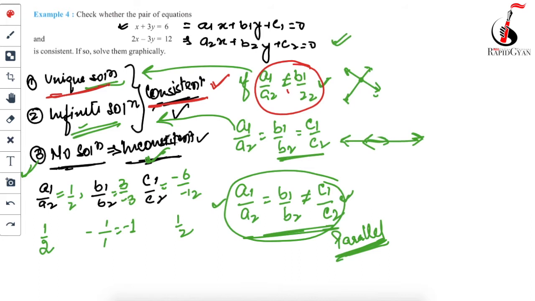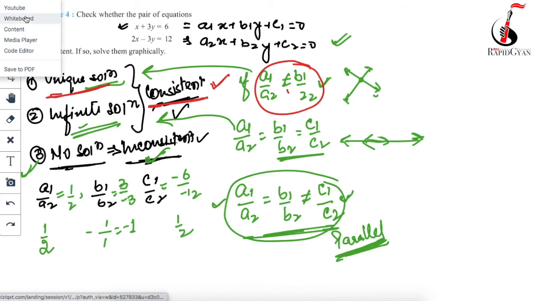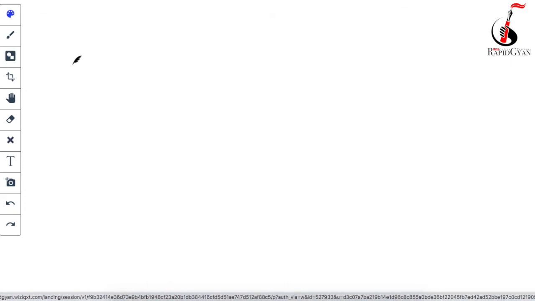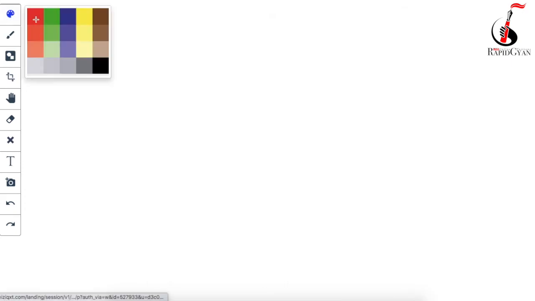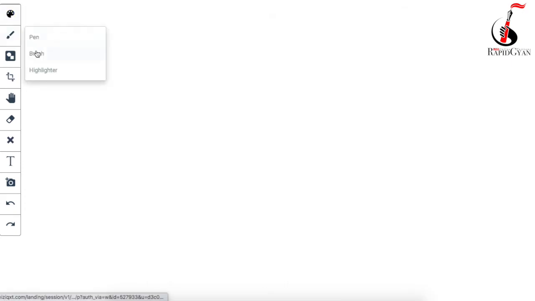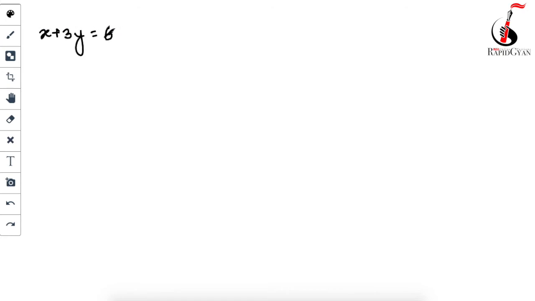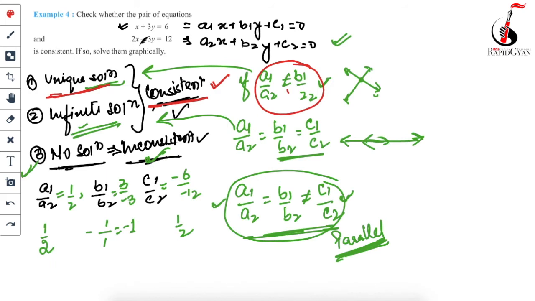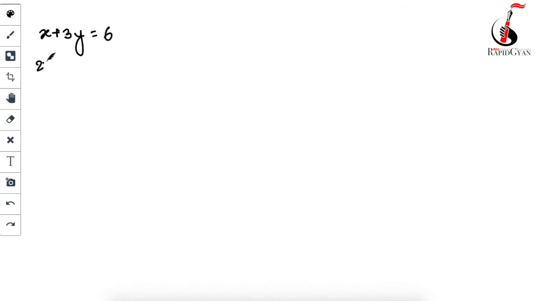Hope it's clear, guys. So see here, I will write x plus 3y equal to 6. I will write it over here, give me a minute. Okay, x plus 3y is equal to 6, and the next equation is 2x minus 3y is equal to 12. I have told you guys how to find the solution: you will have to draw these two lines on the graph paper.